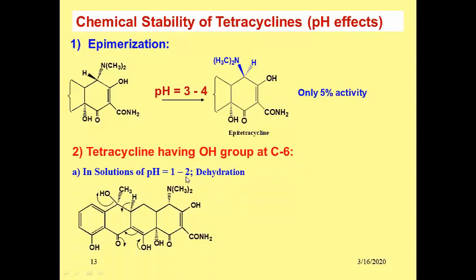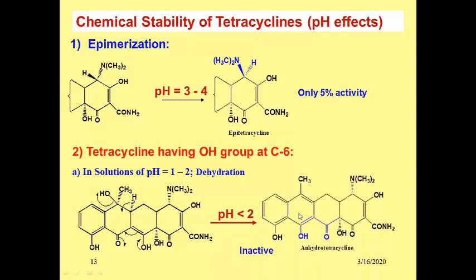In acidic pH, we deal with the OH at carbon number 6: 1, 2, 3, 4, 5, 6. Carbon number 6 is sensitive to pH if it contains OH. First, at the pH of the stomach, pH 1 to 2, dehydration occurs as follows. There is anhydrotetracycline. Ring C and D become aromatic, and this is inactive.